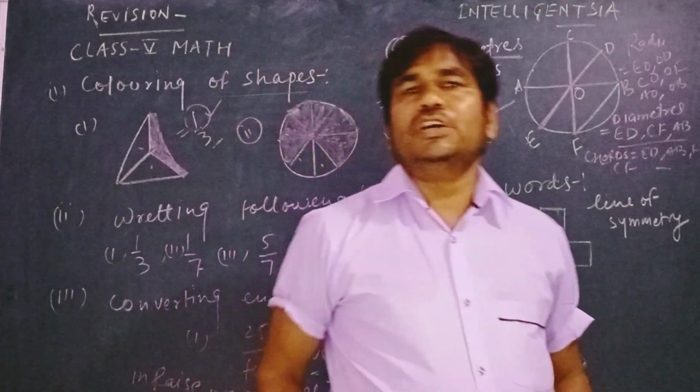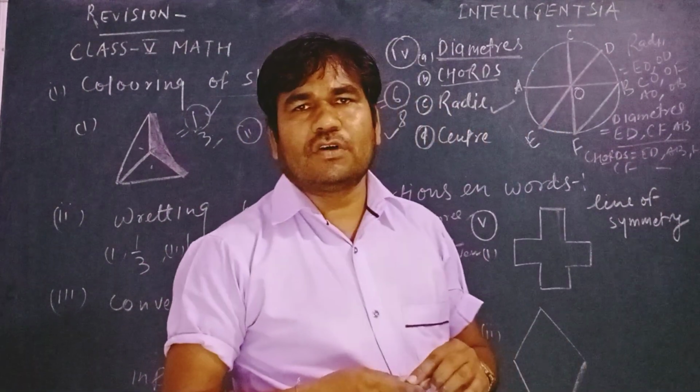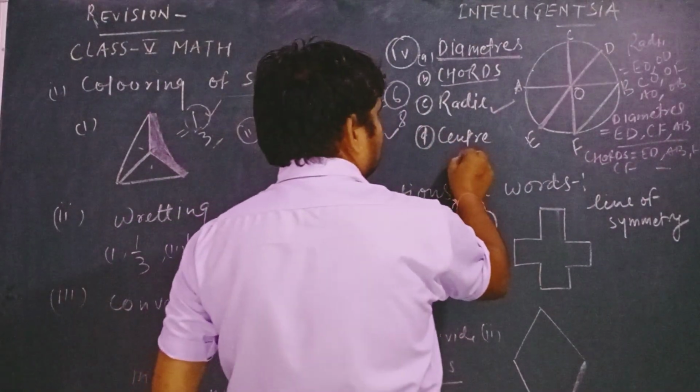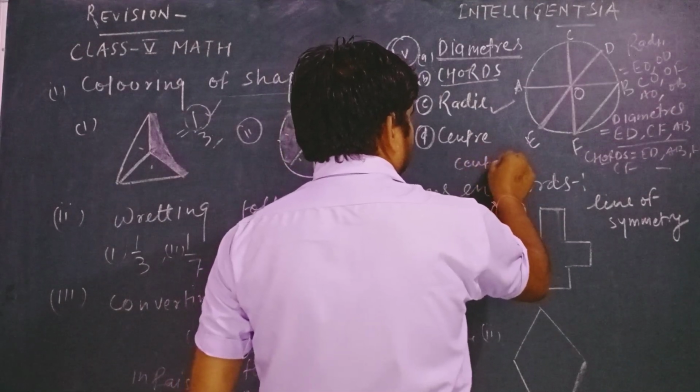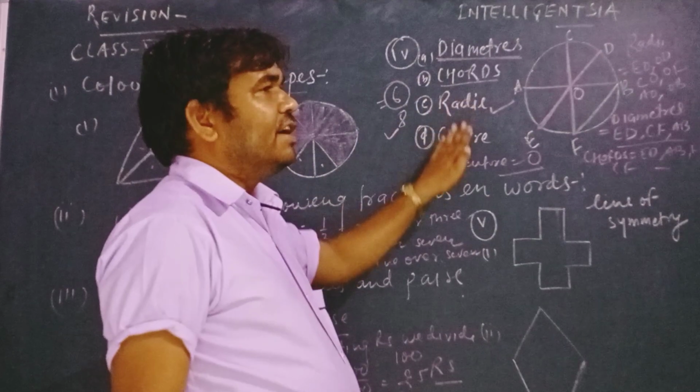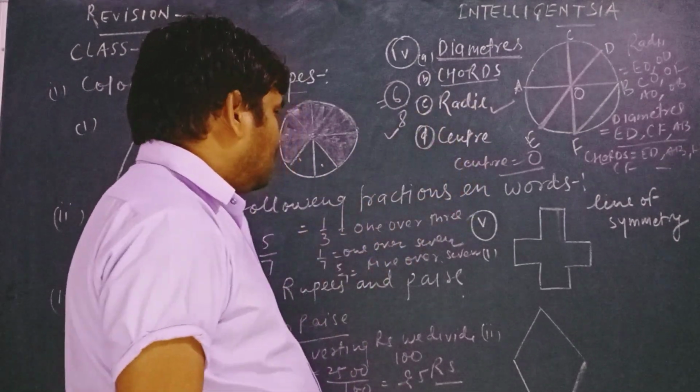After that, the center. The middle point of a circle is called the center. So the middle point is O. So the center equals O. So these are the diameter, chord, radii and center.